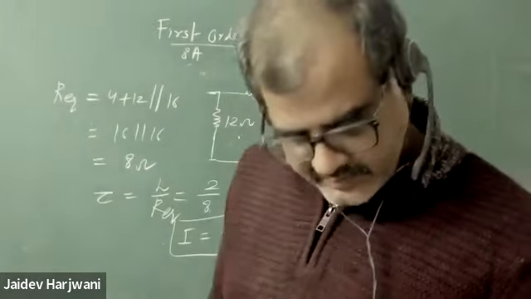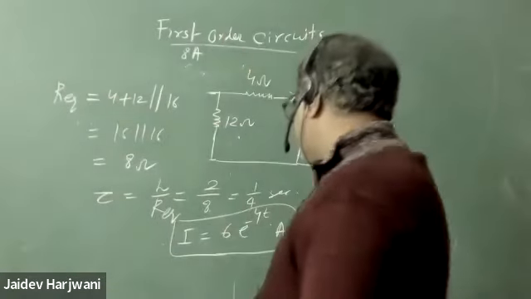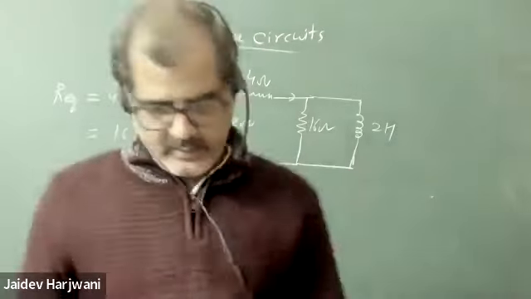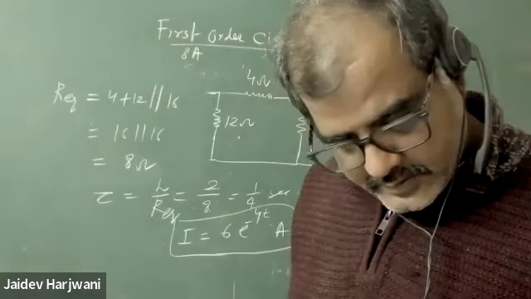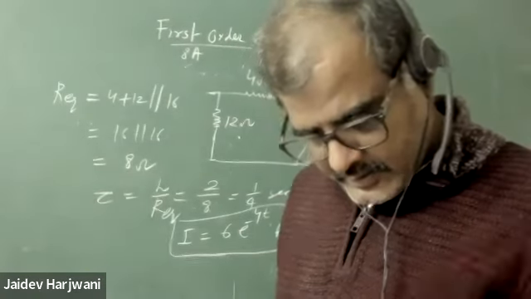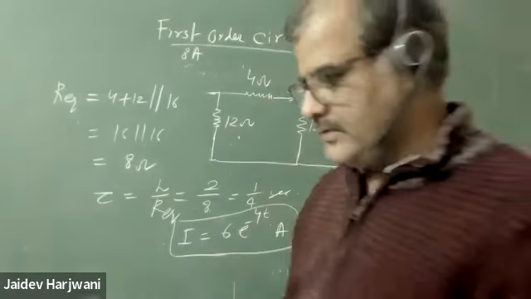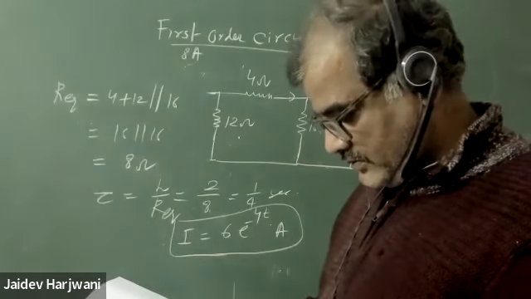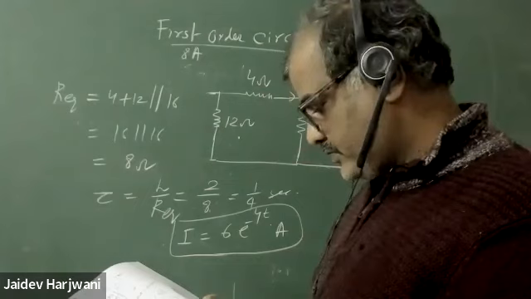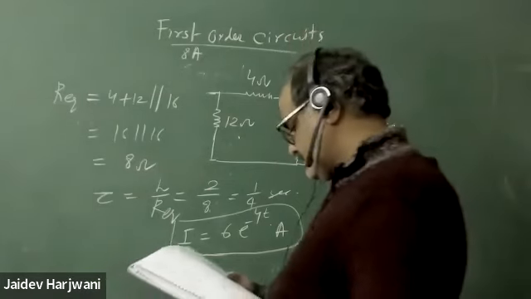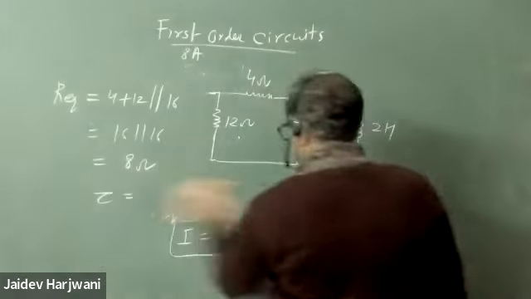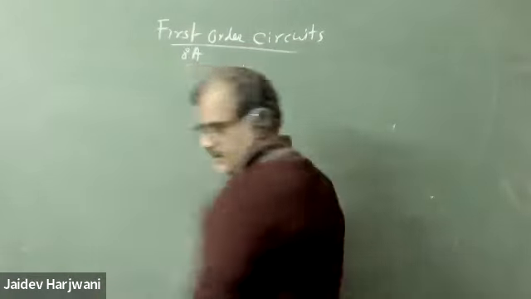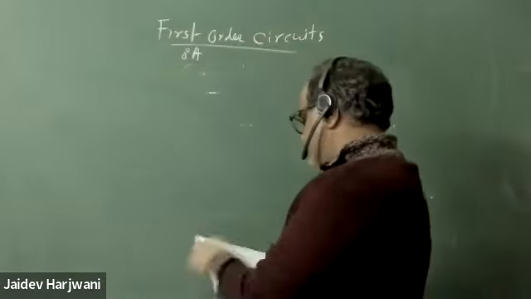Let me check first. It's correct. Okay, it is correct: 6 into 6 e power minus 40 ampere. Okay, so let me solve one more problem quickly. I need to give a homework also. So what should I do? Okay, so this is the question. Let me do one problem quickly.